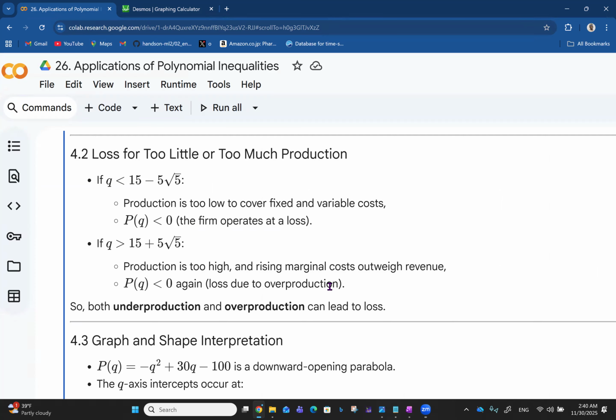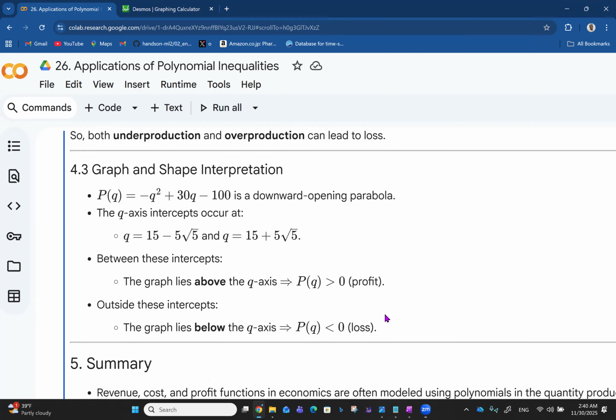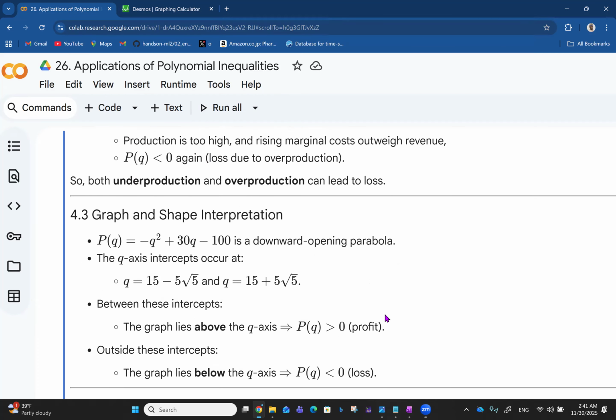So there can be overproduction leading to loss, and there can be too low production, which leads to loss also. So both underproduction and overproduction can lead to loss. That's why if you're into business, you have to go mathematical, so you can have a clear idea of what you should be doing, so that you don't just work aimlessly.